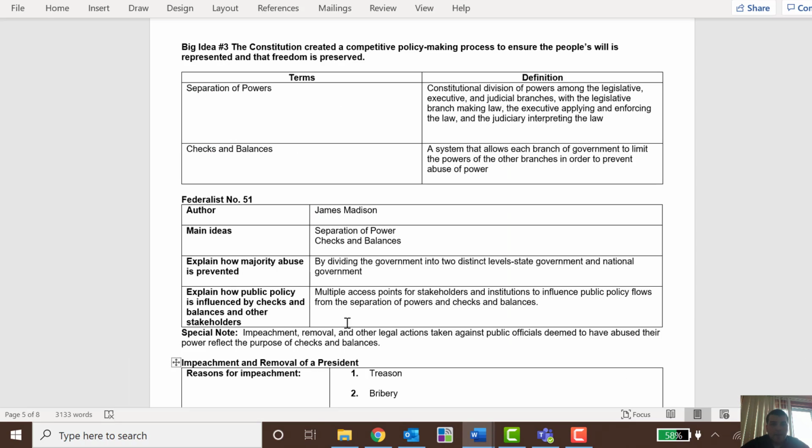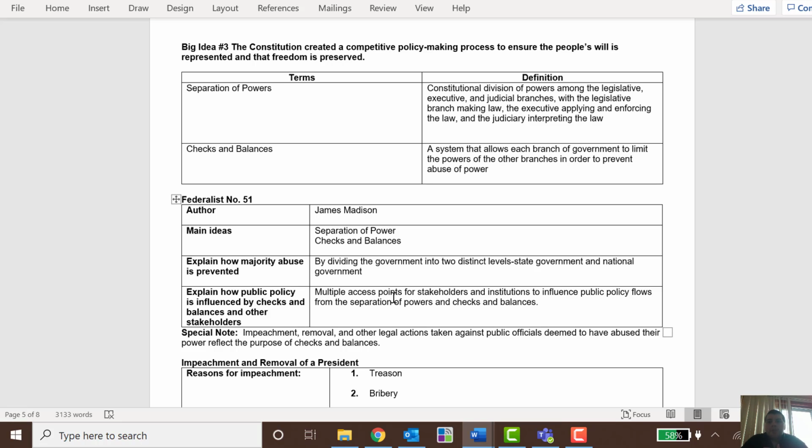But to get back to our review here, today Big Ideas 3 and 4. I might make a fourth video with the end of Big Idea 4 because it's pretty big. But remember, Unit 1 is all about the foundations of American government. So that third big idea here: the Constitution makes a competitive policy-making process to ensure the people's will is represented and freedom is preserved. And two really big and simple ideas that you've already learned: separation of powers and checks and balances.